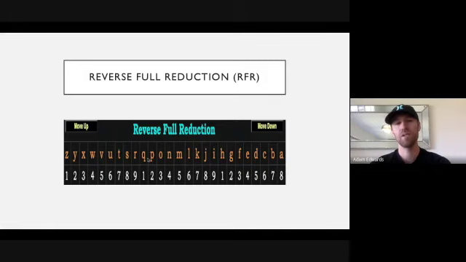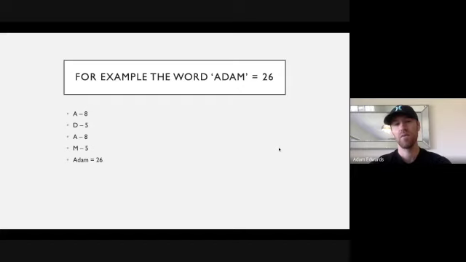Then you have the reverse full reduction. Okay, this is basically the alphabet in reverse. So Z equals 1 now instead of 8, and A equals 8 instead of 1. It's the full reduction in reverse. For example, the word Adam now equals 26.